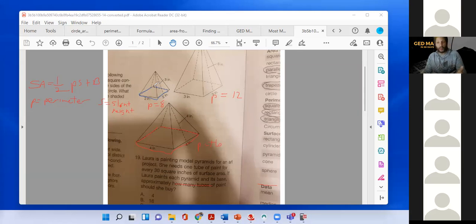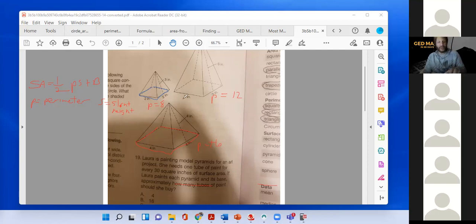What causes people problems is, well, I only have 2 sides, Mr. Tensley. No, you don't. When you see that both sides are the same, they're telling you the base of this shape is a square. That means all sides are equal. So here we got 4, 4, 4, and 4. That's how Brandy got the 16. Here we got 3, 3, 3, and 3.